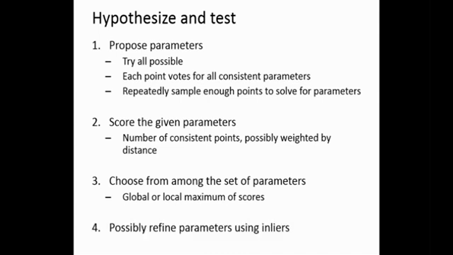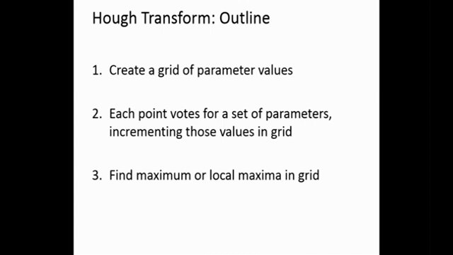And then possibly, after choosing the inliers, which are the points that agree with your model, you might do a least squares fit to refine the parameters. So the first method that I'll describe is the Hough transform. This is kind of interesting because it inverts the problem.